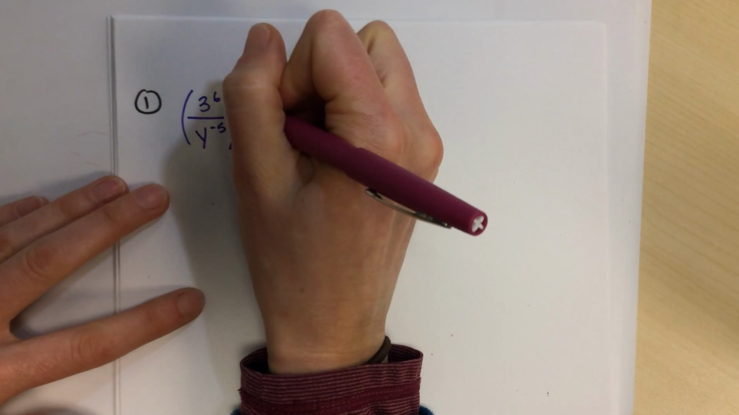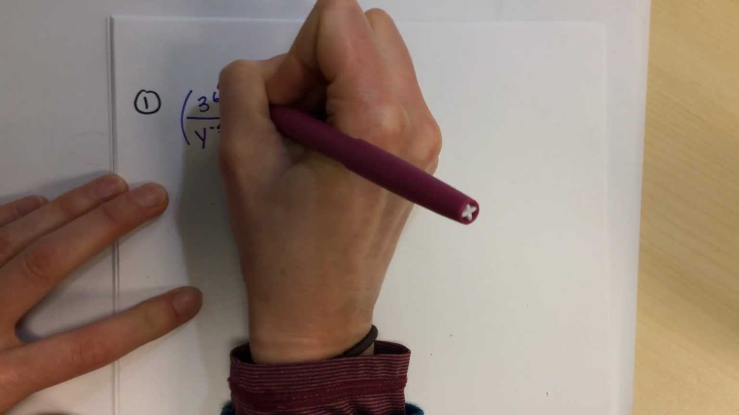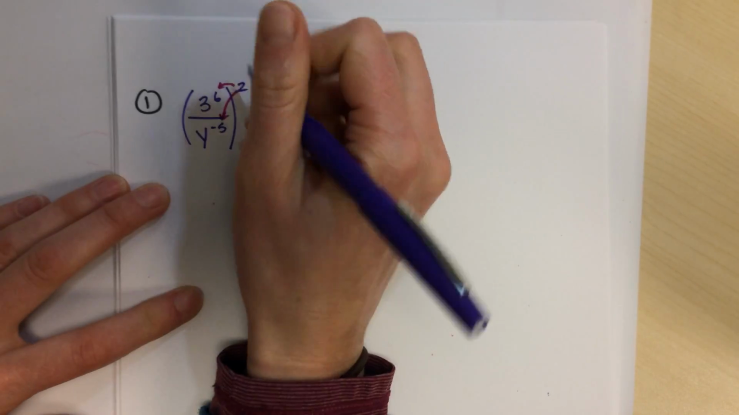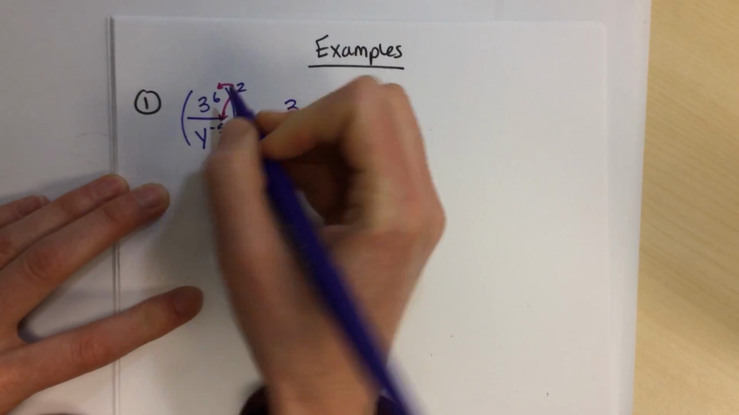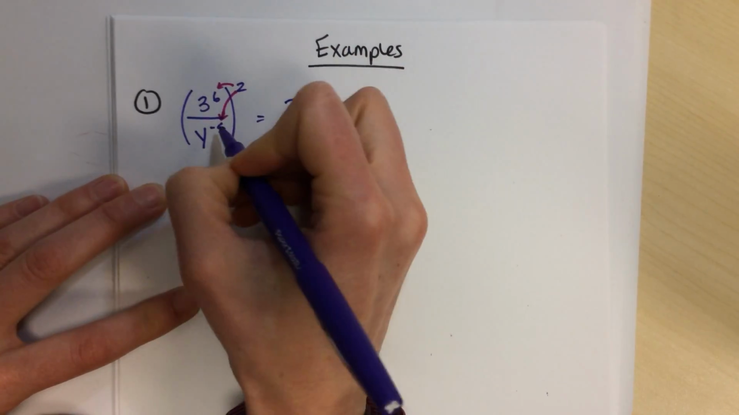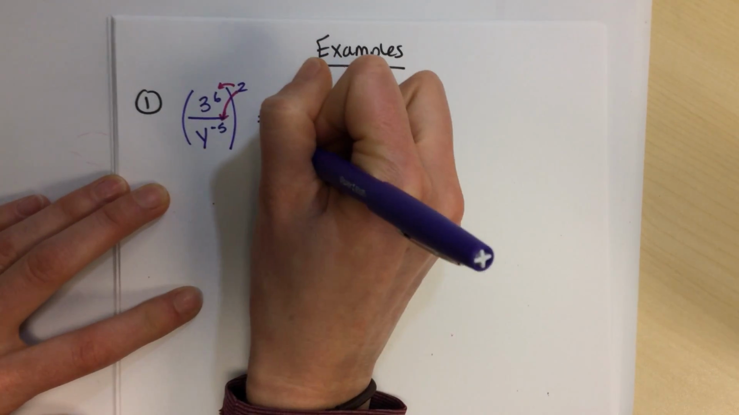So, when we have exponents on top of each other, we multiply. We just have to make sure we multiply to all of the exponents here. So on the top, we've got 3 to the 6 times 2, which is 12. And on the bottom, we've got negative 5 times 2, which is negative 10.